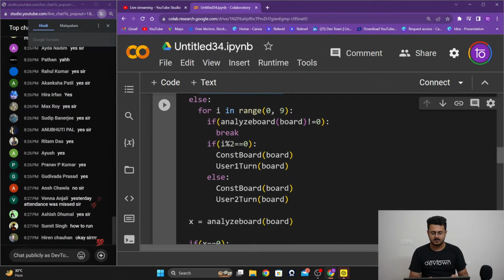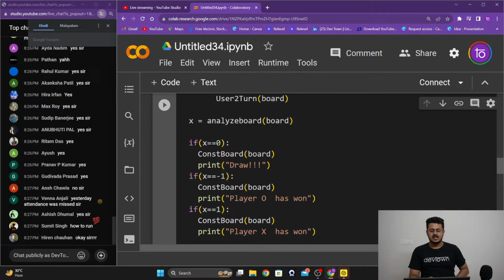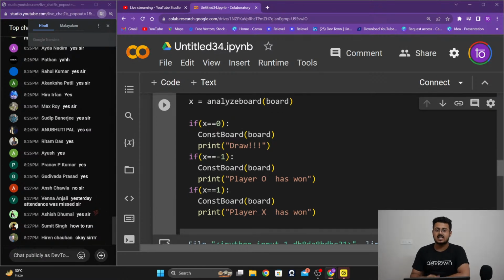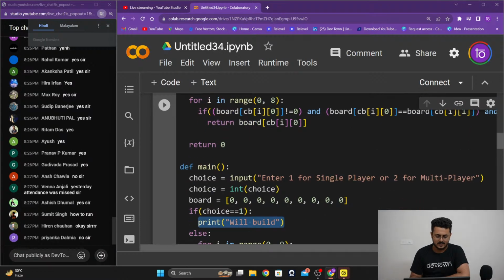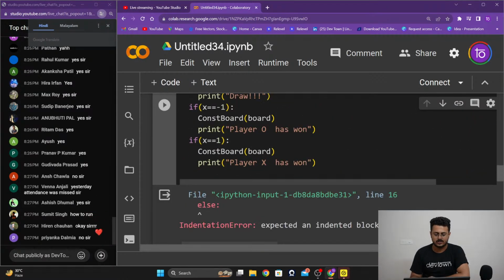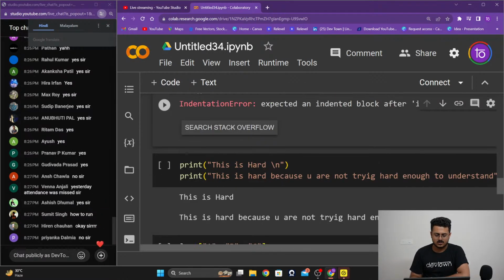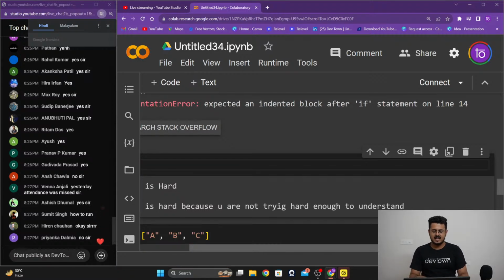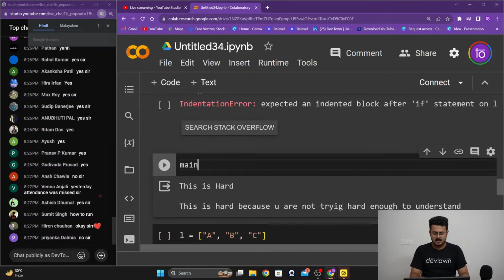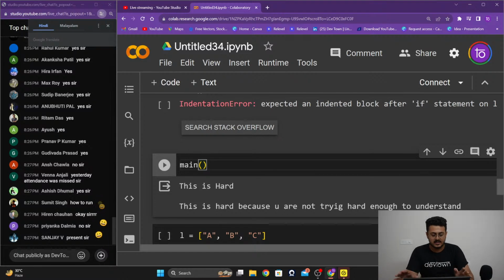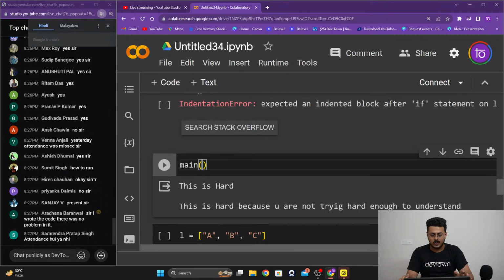Okay. Somebody is asking how to run. To run this, the main function that runs your entire program is the function called main. You just need to call that function. So for it to work, just go down below, select everything, write main and then parentheses, and just run this. It will start working for you as well.